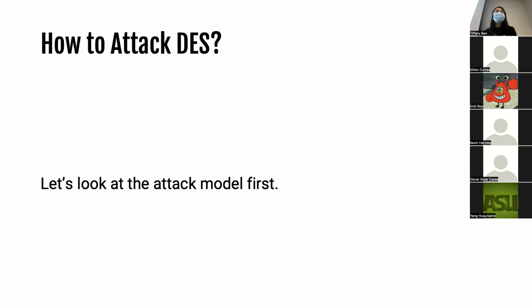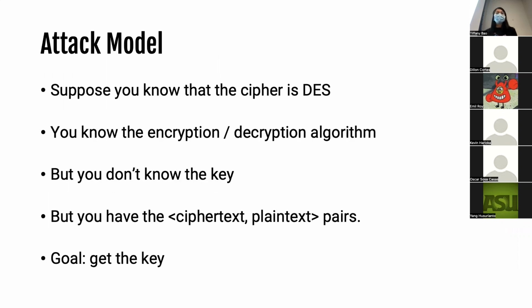So how can we attack DES? Let's talk about the attacker model first. Let's be clear about the attacker's ability: what the attacker can get and what the attacker can do. Suppose we're using DES as the cipher, as the crypto system, and everyone is clear about the encryption and decryption algorithm, including the S-box, the P-box, and so on.